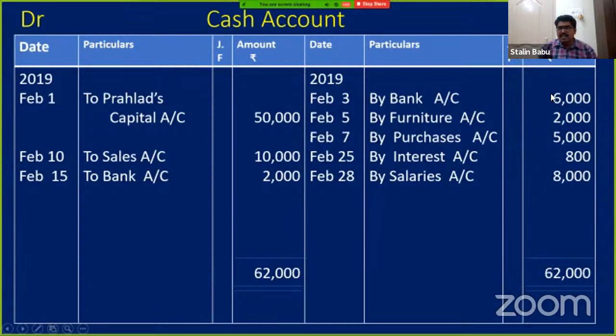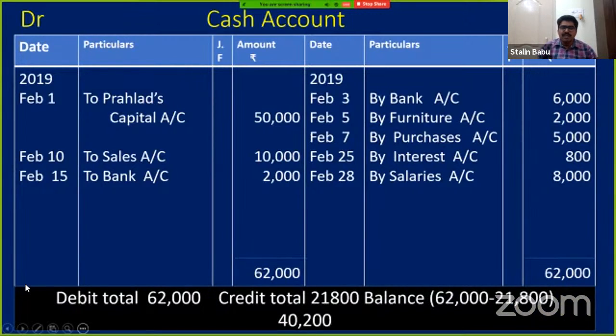So here the credit side shows a lesser amount, so we have to balance here. How do we make the balance? What is meant by balance? The difference between total debit amount and total credit amount. Debit total is 62,000, credit total is 21,800. Balance is 62,000 minus credit total 21,800. The balance figure is 40,200.